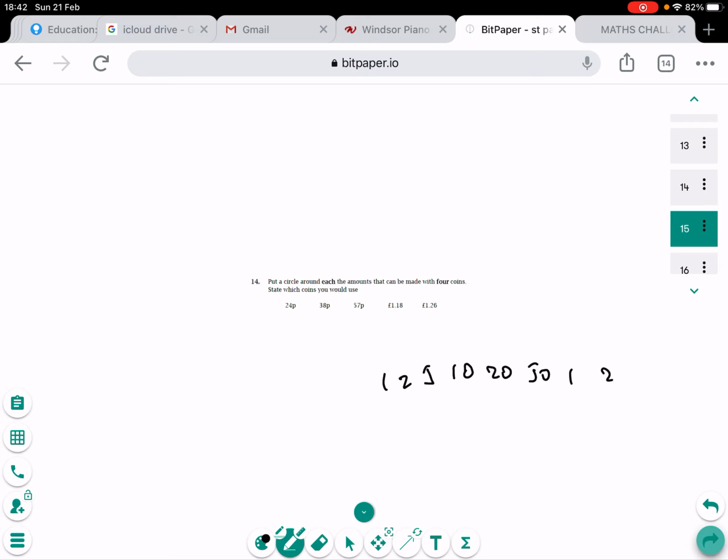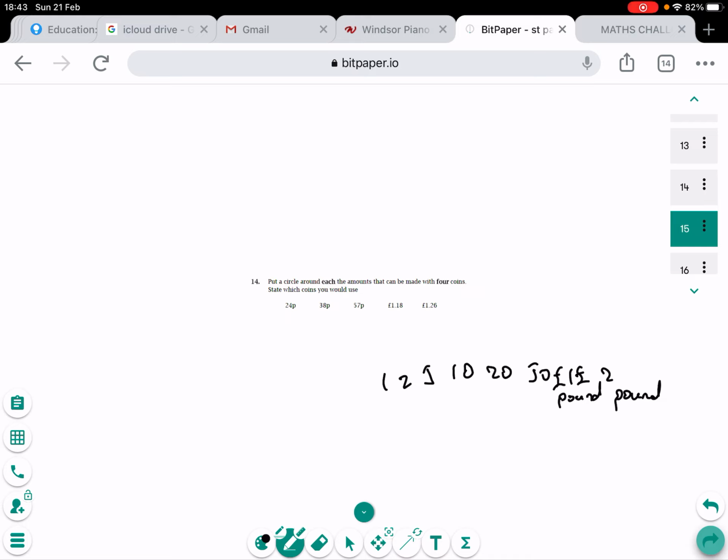So let me just make that clear. Okay, so those are all pence, the ones before. So the 4 coins it wants us to make were... so let's start with 24.